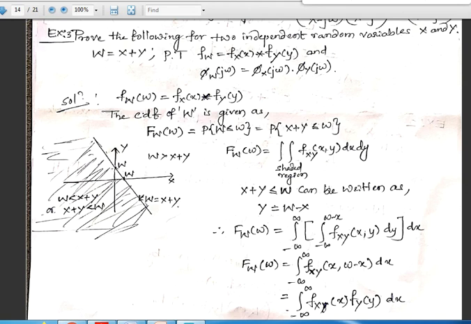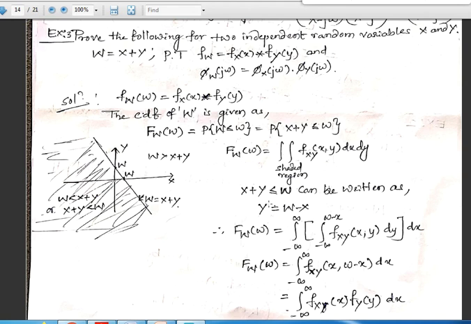If we are on the left side of this line, then certainly x plus y, whatever the values of x and y, will be less than w. And if the value of x plus y is greater than w, then we will be on the right side of this line. And the same condition is written with respect to y: y is equal to w minus x.